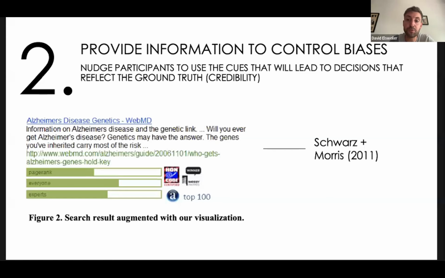A second thing that we can do is provide information to control the biases in play. So we can design SERPs such that they nudge participants to use the cues that will lead them to decisions that reflect the ground truth. And this could be either the credibility of a web page or the search outcome. This is a relatively old example from Schwartz and Morris. What they showed is that if you give people extra information about the page in the result listing, such as page rank for a page or how experts or other users rate the page, they provide judgment much closer to the ground truth.